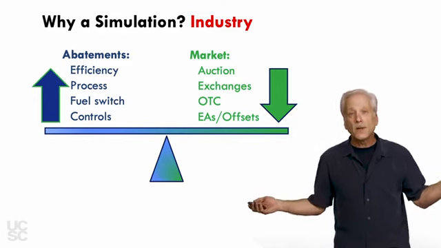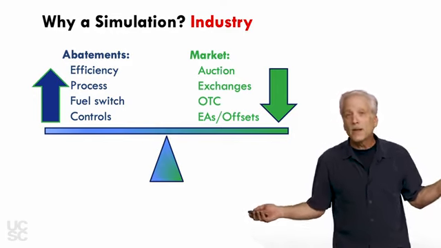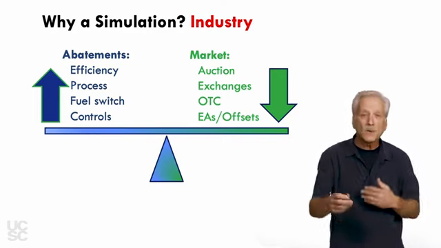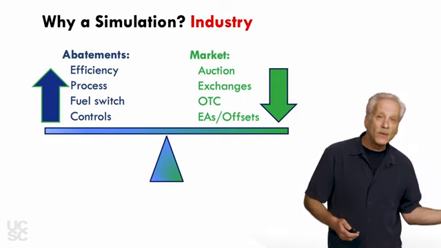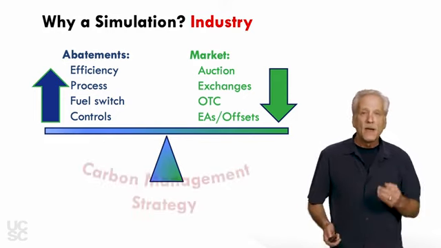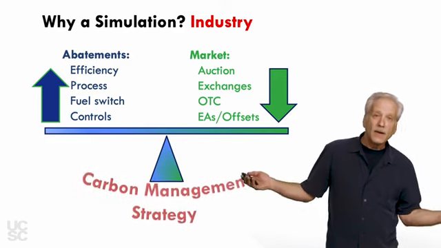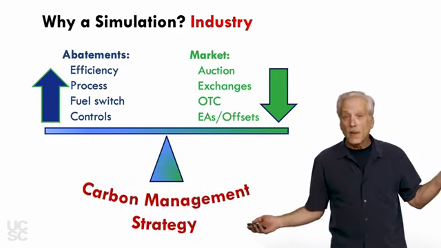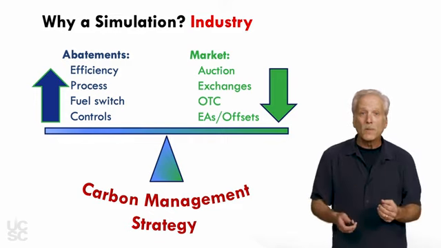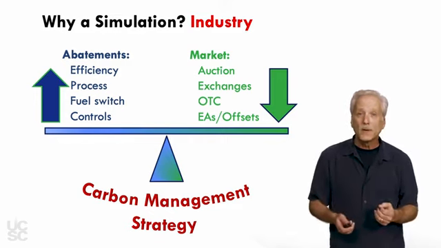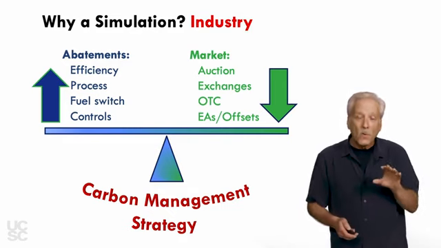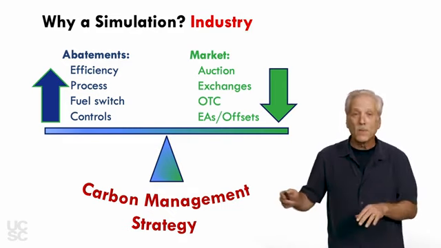If I go to the marketplace, I can participate in the different auctions or the exchange. I can do over-the-counter trades. I can buy emission allowances or offsets. I can buy and sell these. These decisions that you're making, this is where your carbon portfolio management strategy comes from. You're going to be creating your own strategy and adjusting it over time in response to what you're doing on site as well as what the market is doing.